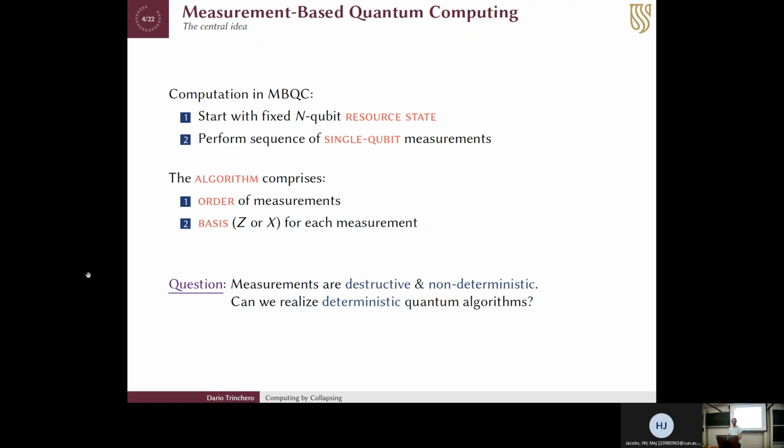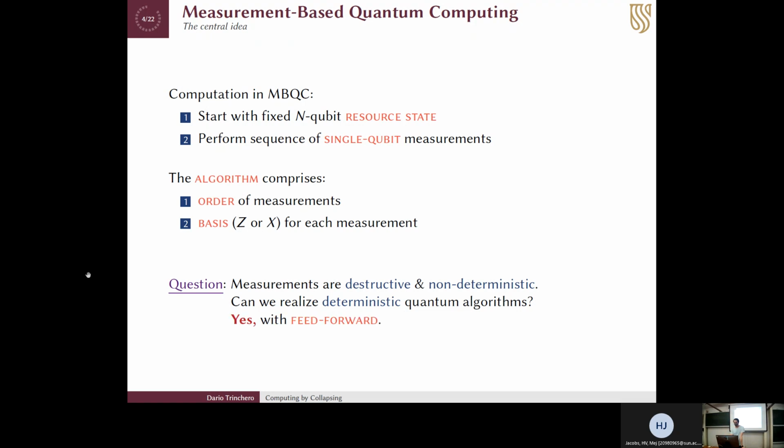So the question naturally becomes, each of these measurements is destructive, and in particular non-deterministic. How on earth am I supposed to compose these in order to get actual, useful computation? Is it even possible? And surprisingly, the answer is yes.